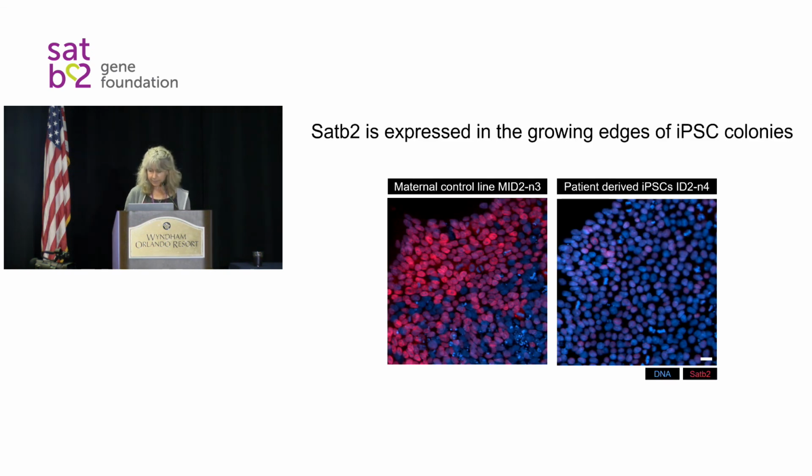And in fact, in the iPSCs, we've looked at SATB2, and here you can see there's a lot of red. The iPSCs which are growing at the edge are the cells that are really high in SATB2 levels, and those that are more central and less proliferative have lower SATB2, and that's even in this maternal line. And of course, the patient has a lot less.